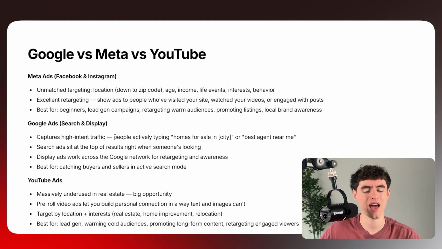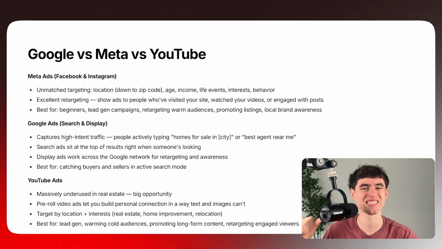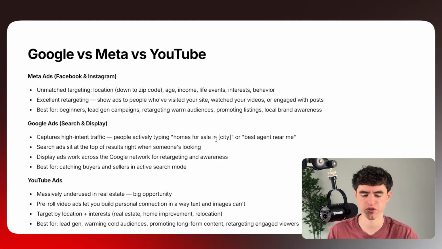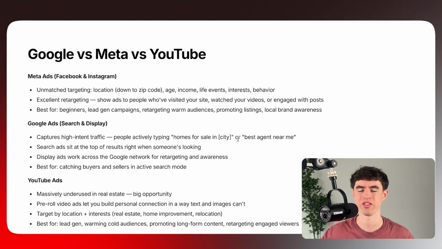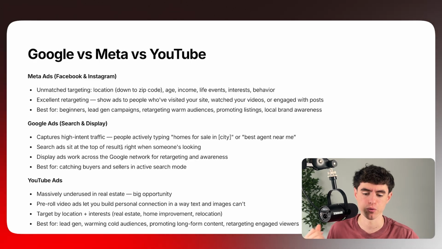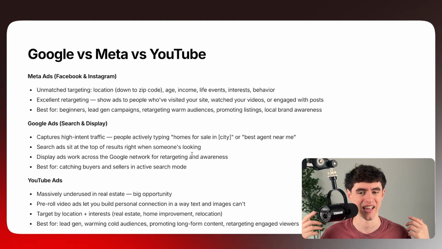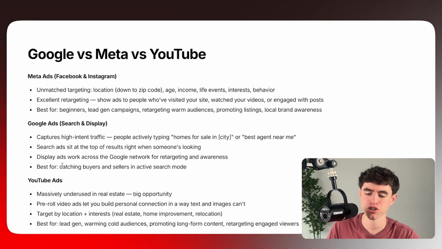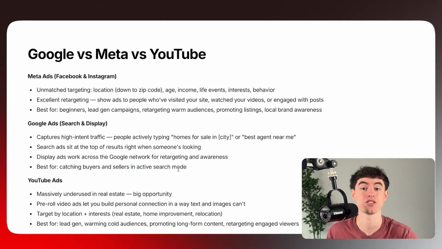The reason these are advantageous is because it captures the highest intent traffic, because people are actively typing when they go on Google: homes for sale in whatever city you're in, best agent near me, what's my home worth in city, etc. And your search ads sit at the top of the results right when someone's actually looking in that particular moment. So they're in the market, the intent is high, and they work across the Google network for retargeting and awareness as well. And these are best for catching buyers and sellers actively in search mode.